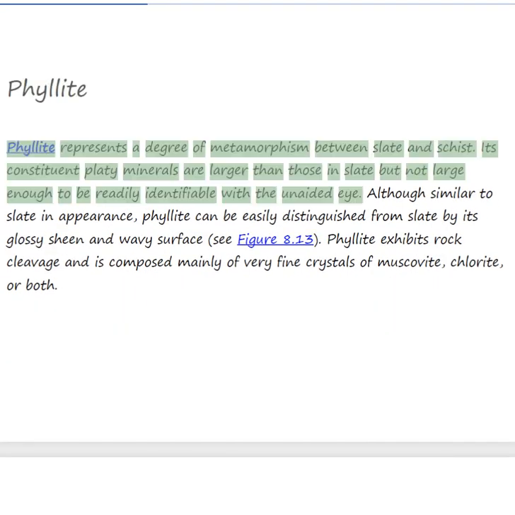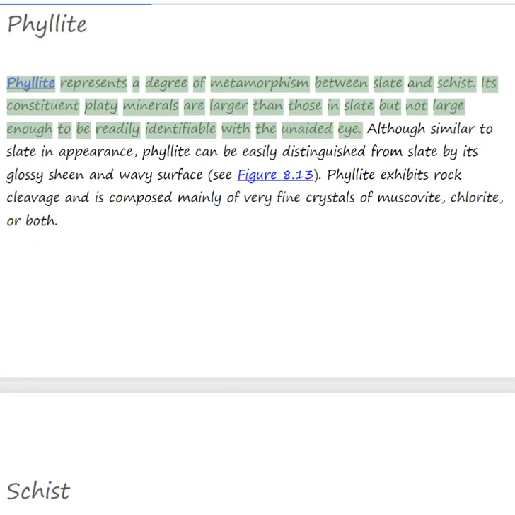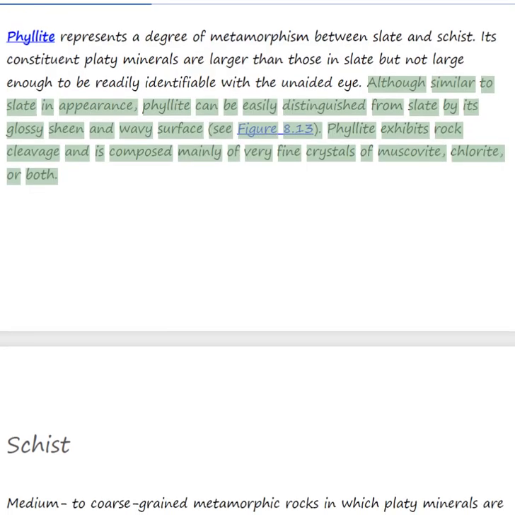Phyllite. Phyllite represents a degree of metamorphism between slate and schist. Its constituent platy minerals are larger than those in slate but not large enough to be readily identifiable with the unaided eye. Although similar to slate in appearance, phyllite can be easily distinguished from slate by its glossy sheen and wavy surface. Phyllite exhibits rock cleavage and is composed mainly of very fine crystals of muscovite, chlorite, or both.